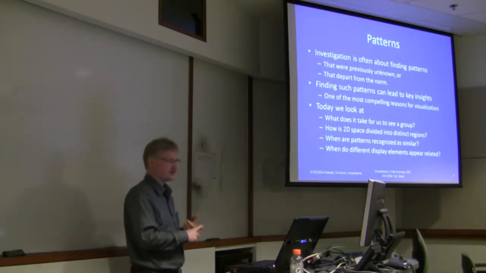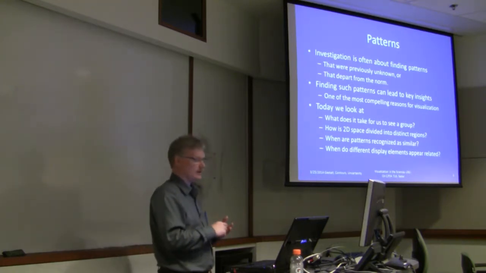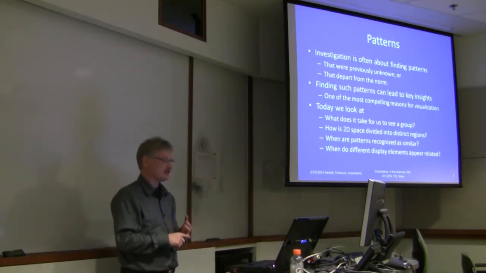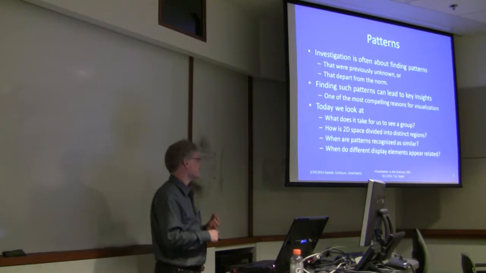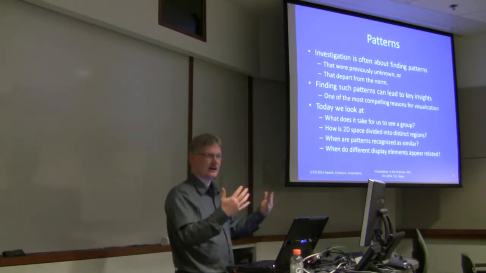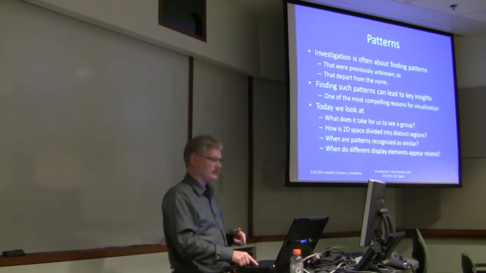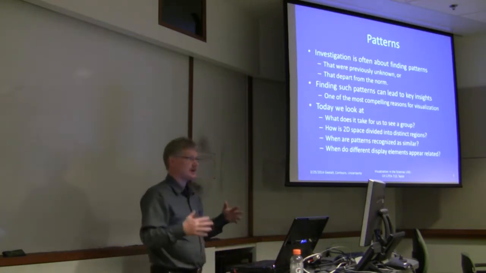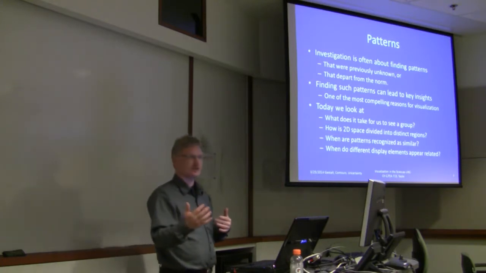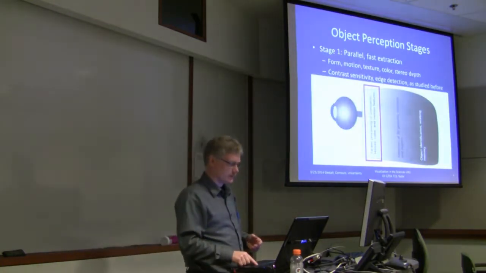So we're going to look at how you see things in a group, what the visual characteristics are, how 2D space is divided into regions, when patterns seem to be similar, and when different display elements appear to be related, and the different tools you can use to do that. For each one of those, I'm going to try to show a design example of when you would use this or when you wouldn't, except for the ones where it's completely obvious.